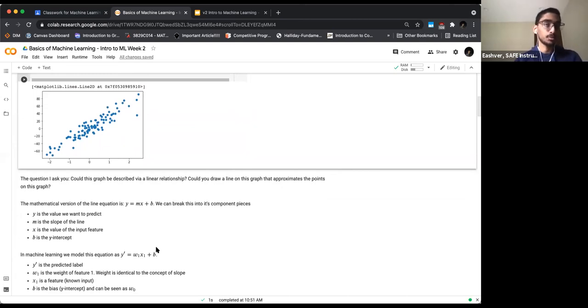If you remember, labels are the outputs. W1 is what we call the weight of feature one. So weight is identical to the concept of slope in this example. X1 is the feature, or a known input. And then b is what we call the bias. In our case, it's also the y-intercept. And sometimes if you're reading online, you would see b also written as w0.